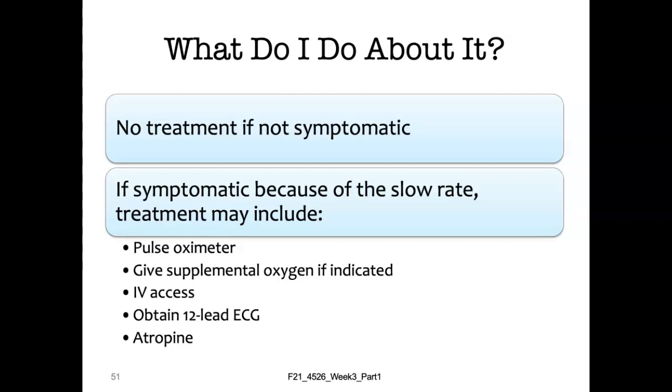What are you going to do about it? Well, if the patient's not symptomatic, you're going to monitor and you're not going to do anything about it. Maybe their heart rate is normal. Maybe they're sleeping. Maybe they're an athlete. But if they are symptomatic because of the slow heart rate, treatment may include checking their pulse to see what their saturation is. You may end up giving supplemental oxygen if their saturation is low. You probably want to get IV access because you're thinking that you may need to give a drug. You're going to obtain a 12-lead ECG, and you may be giving a drug for bradycardia, which is atropine.